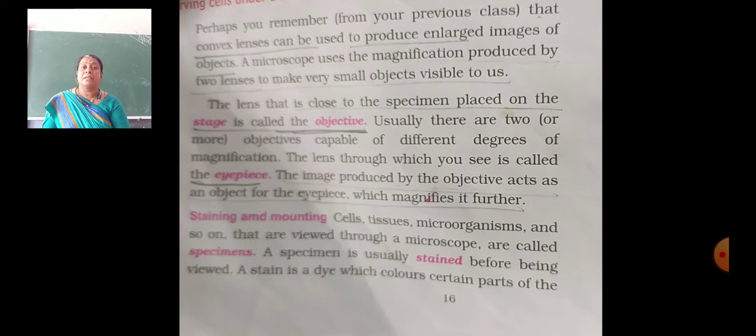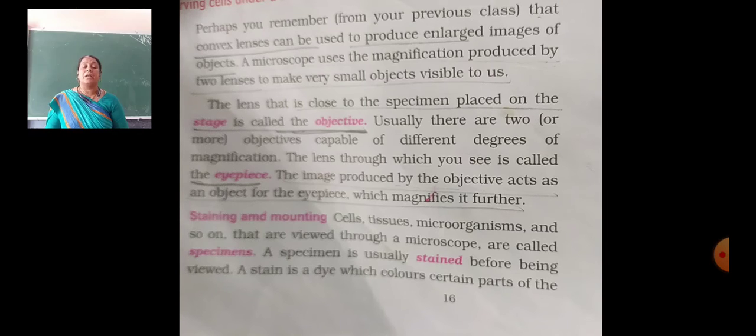And the other lens is the eyepiece lens, which is near our eyes, by which we can see the object. So in a microscope we are using two types of lens, but their nature is the same, that is a convex lens. One is the objective lens, which is near the specimen, and the other is the eyepiece lens, which is near your eyes.